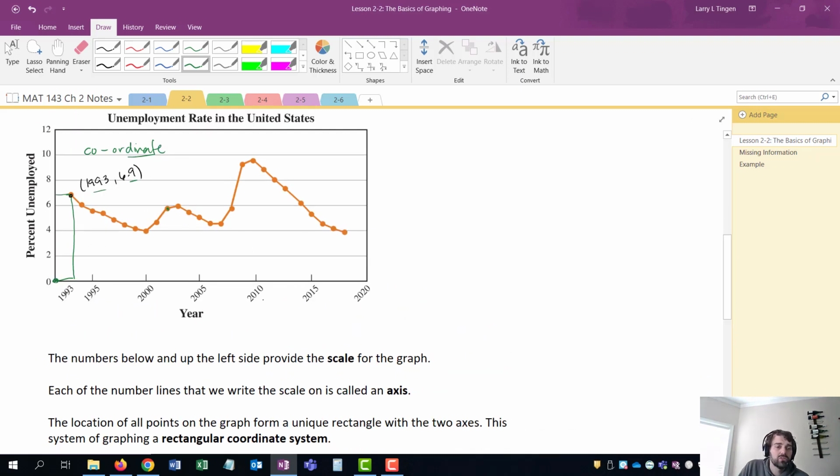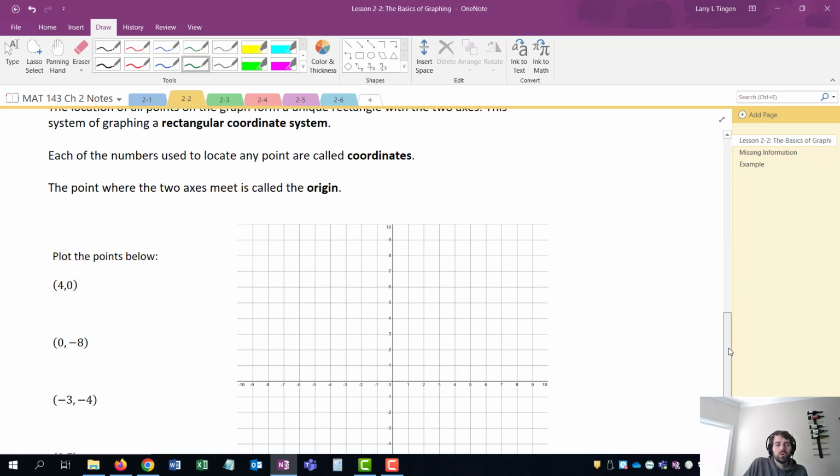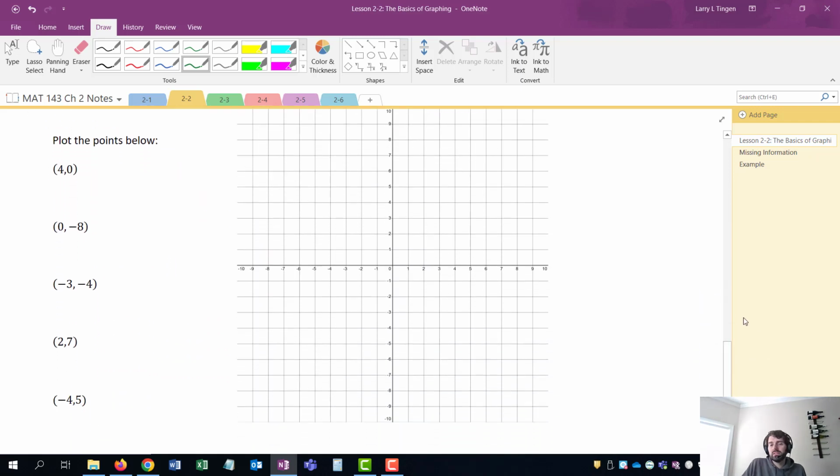Now, there is a big jump right here from 0 to 1993. What you would normally see in a textbook, if your x values don't start at 0, you might see a little line there, a little break, just to show the reader, hey, I'm not starting at 0, I'm skipping a whole bunch of numbers before I get there. So based on this information, let's see if we can plot some points.